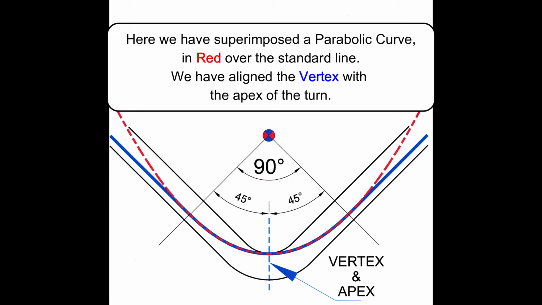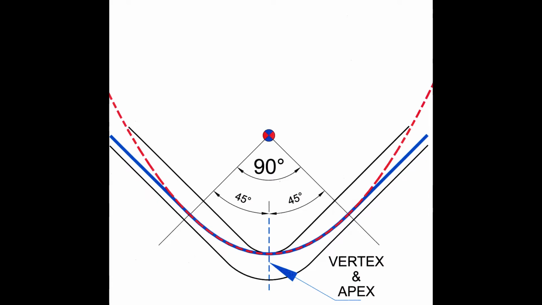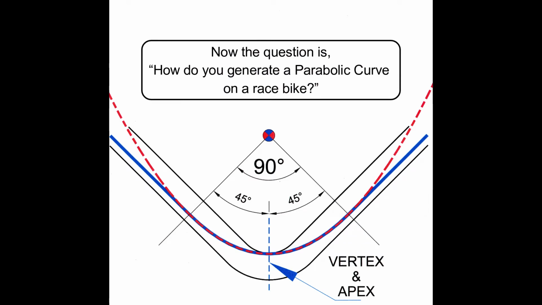Here we have superimposed a parabolic curve over a standard line. The curve is shown as a red dashed line. We have also aligned the vertex with the apex of the turn. Notice how it fits over the turn directly. Now the question is, how do you generate a parabolic curve on a race bike?